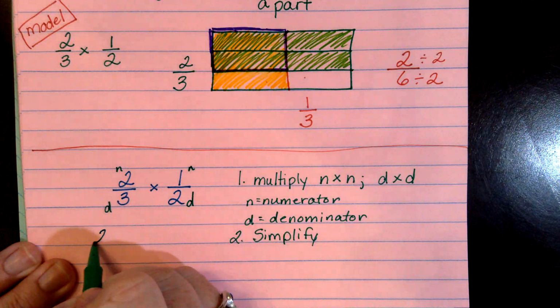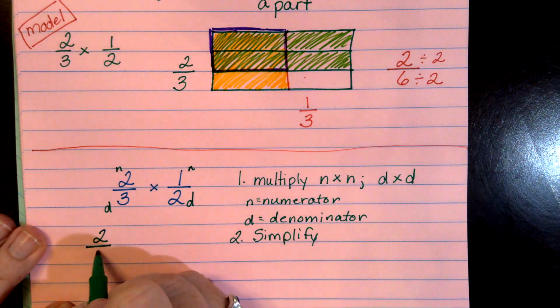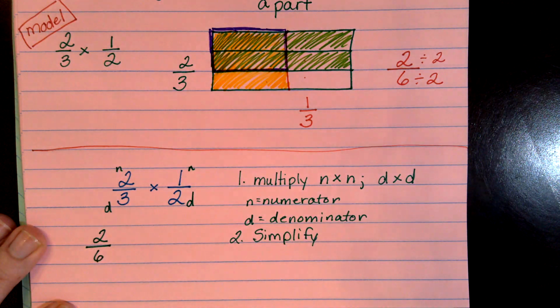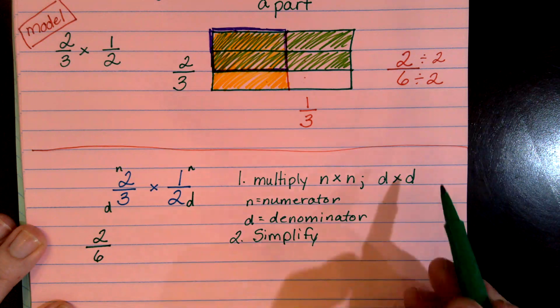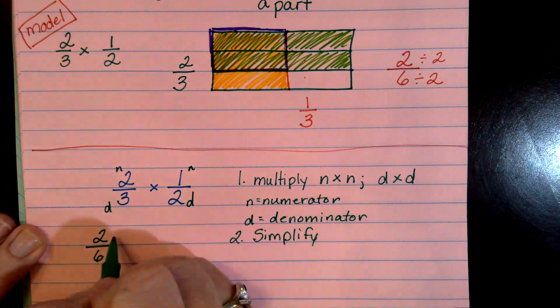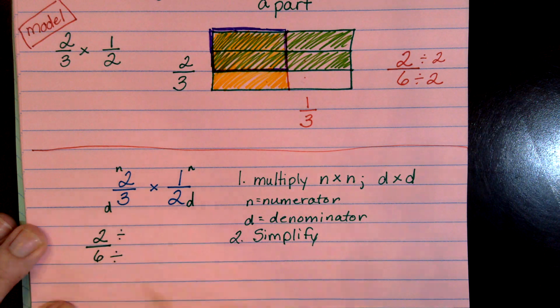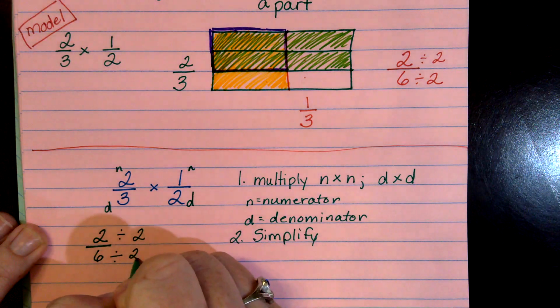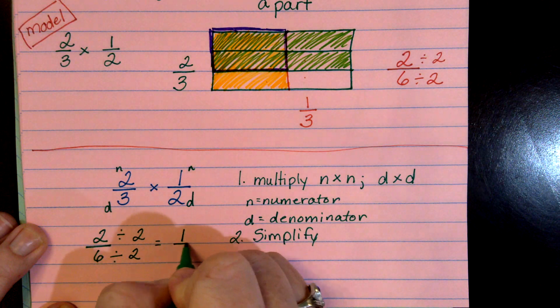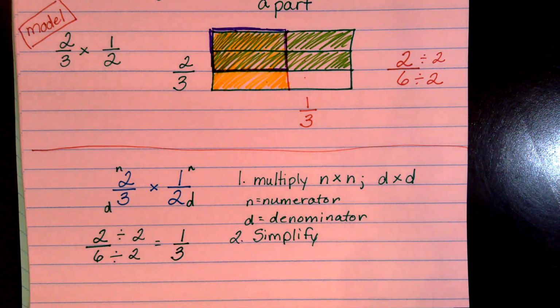2 times 1 is 2. 3 times 2 is 6. To simplify, we're going to use the same method that we used previously. We find the greatest common factor between 2 and 6. I know that if I count by 2s, I'm going to get to 6, and that there's nothing I can divide 2 by other than 2. Divide by 2/2, and that's going to equal 1/3. So again, multiplying to find the product is super easy. The simplifying is probably going to be harder for you than the actual multiplication itself.